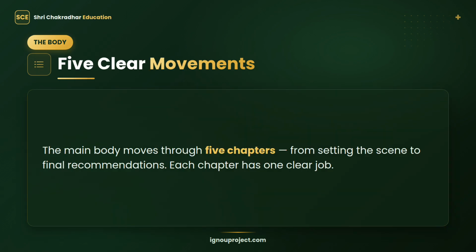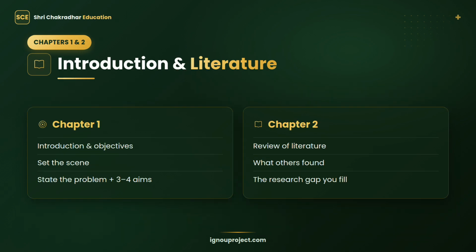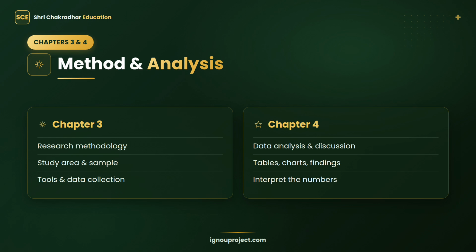Now the body, in 5 clear movements. Chapter 1 is the introduction and objectives. You set the scene, state the problem, and list your 3 to 4 objectives. Chapter 2 is the review of literature, what others have already found on your theme, and the gap you will fill. Chapter 3 is the research methodology, your study area, your sample, your tools, and how you collected data.